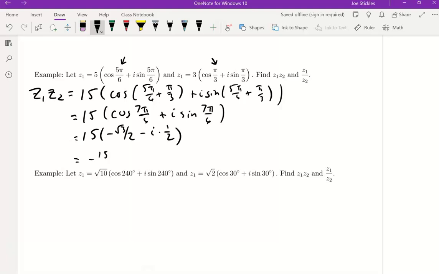So if I wanted to write it in standard form, I could write it as negative 15 root 3 over 2 minus 15 halves i. Again, notice that the operation itself is easier, assuming you remember what the sine and cosine values are.